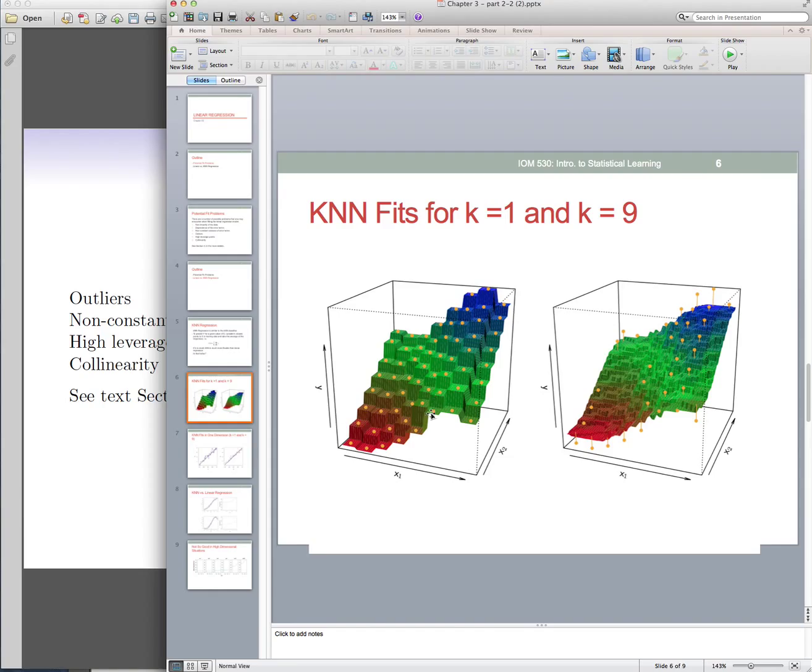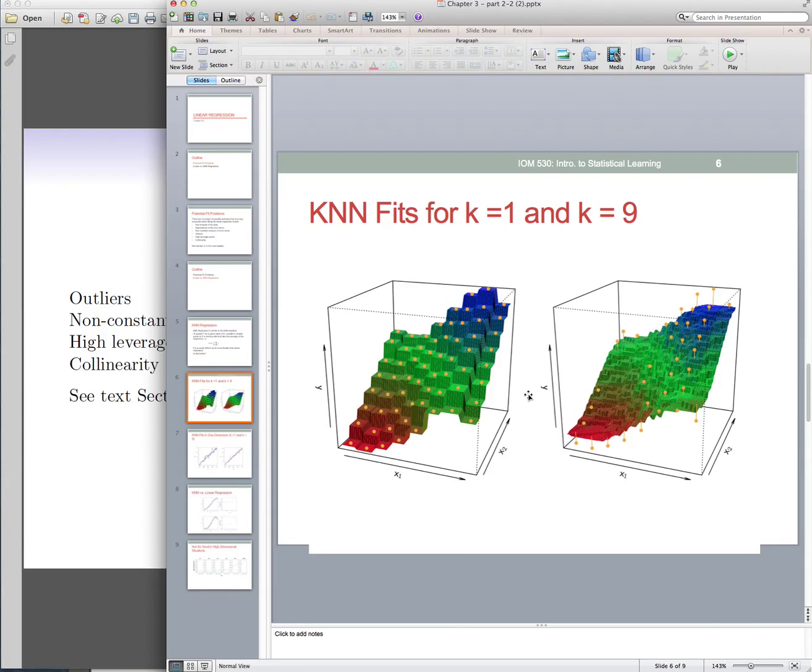So we have these steps, this highly nonlinear, very flexible function, and as you can see, it passes through all the points. For k equal to 9, you look at the 9 nearest observations, and then you draw your conclusion based on that. That's why for k with 9 nearest neighbors, you get way smoother functions like this.